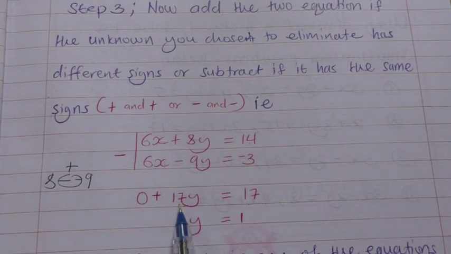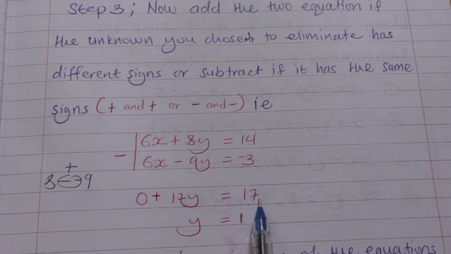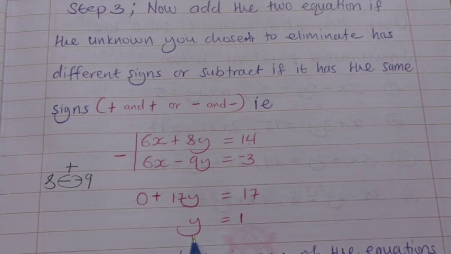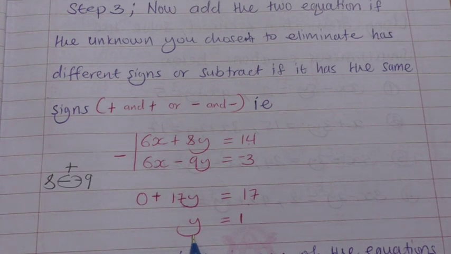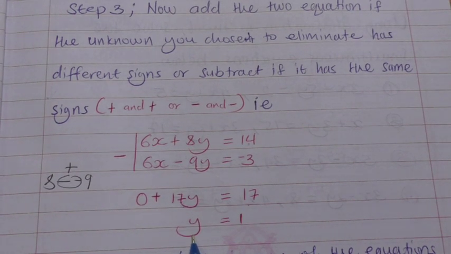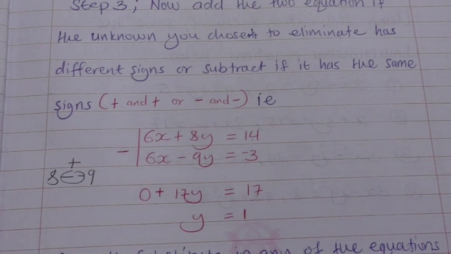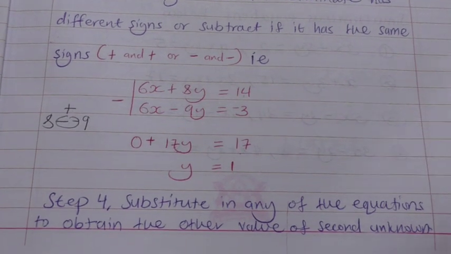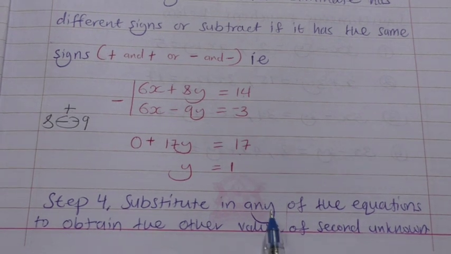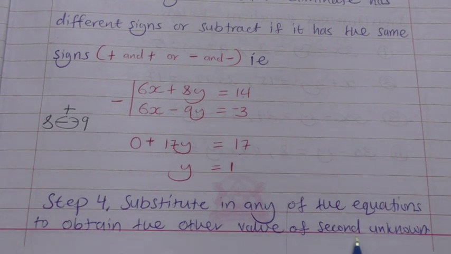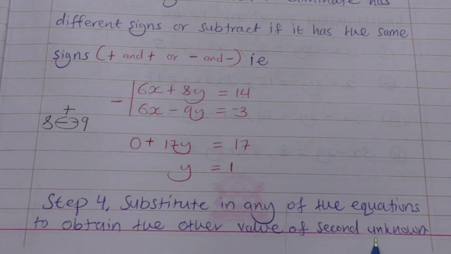And now we divide by 17 on both sides to get y. So we have so far got one value, that is for y. And now to get the value for x, we shall simply choose one of the equations and substitute for y, so that we get x. And that is now our step 4. So step 4 says, substitute in any of the equations to obtain the value of the second unknown. In this case, that is x.